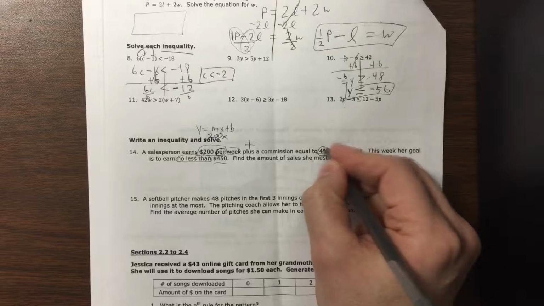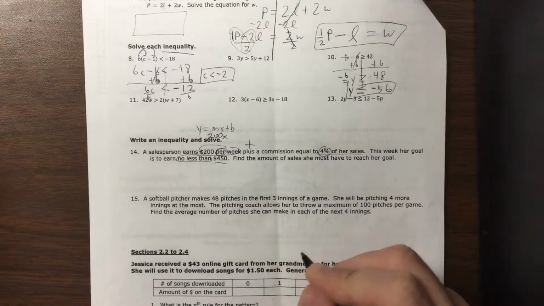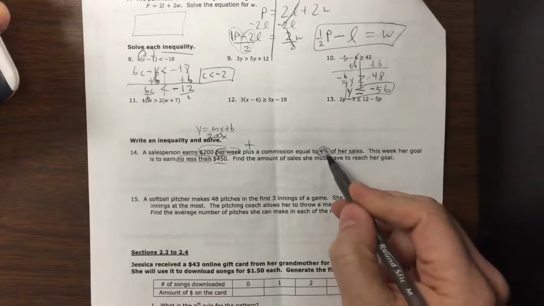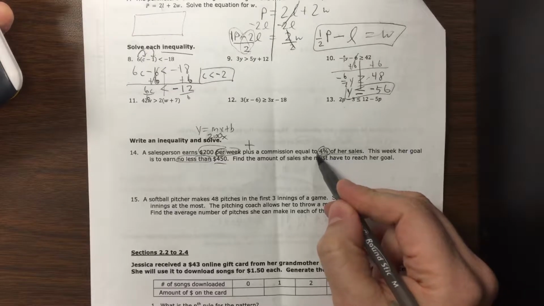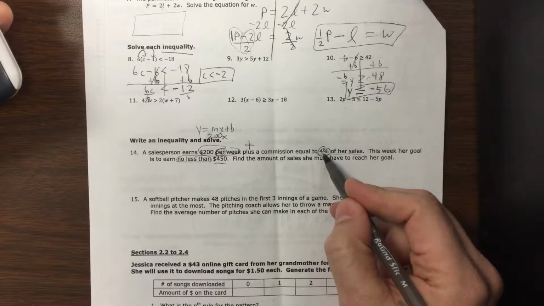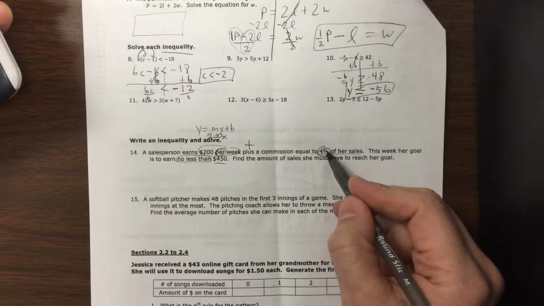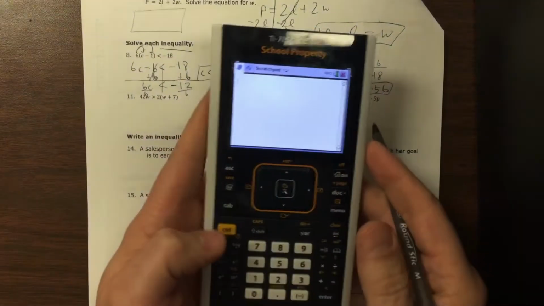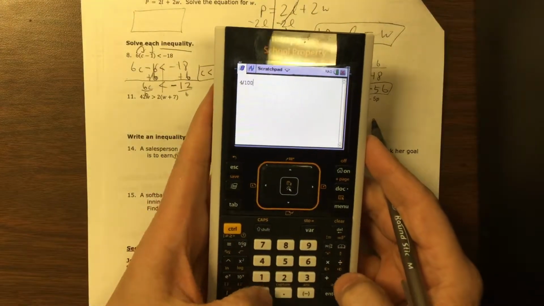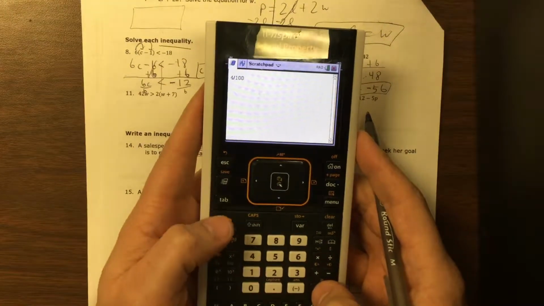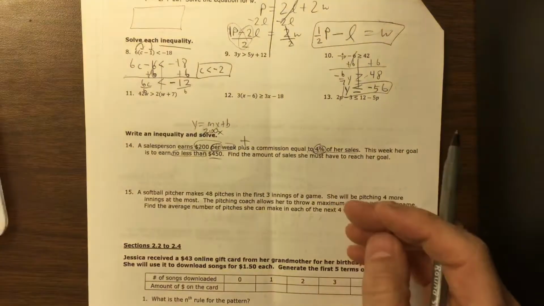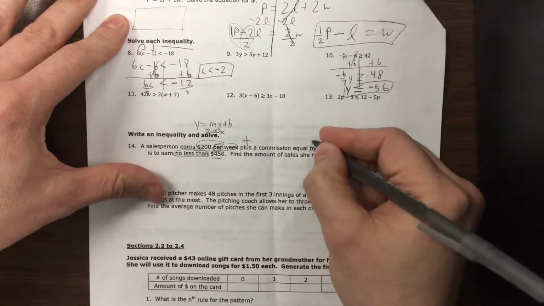4% needs to be converted to a decimal. If you know what percent means, you need to move the decimal twice to the left, giving you 0.04. You can also think of it this way: percent means per 100, meaning 4 out of 100. If I hit Control Enter, it reduces to 0.04 as well. So that's two ways to give you that value.